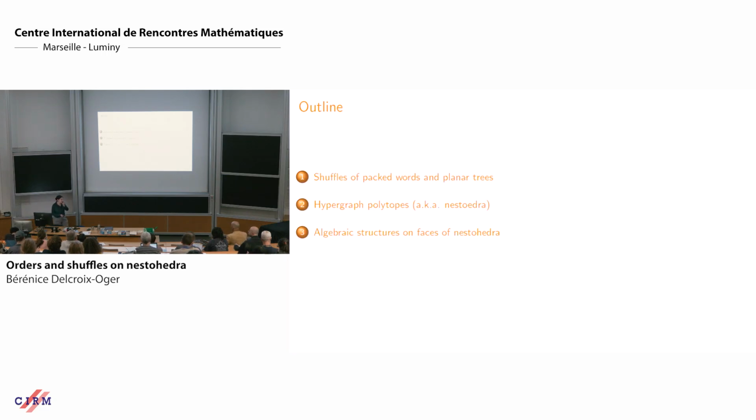So I will first start with main examples in the literature. Most of you know them, but I will still recall them. Then I will present the description of nestohedra we are using, which is called hypergraph polytopes. And in the third part of my talk, I will present algebraic structure on faces of nestohedra, so an order and shuffle product.